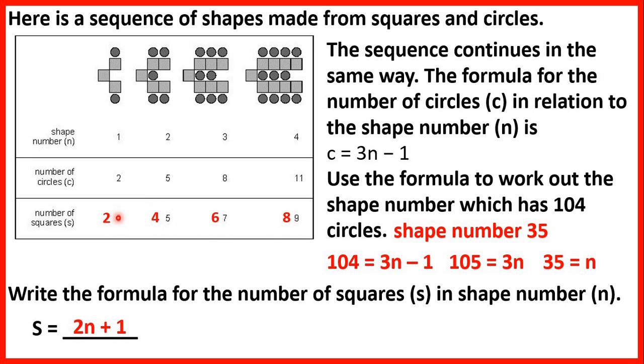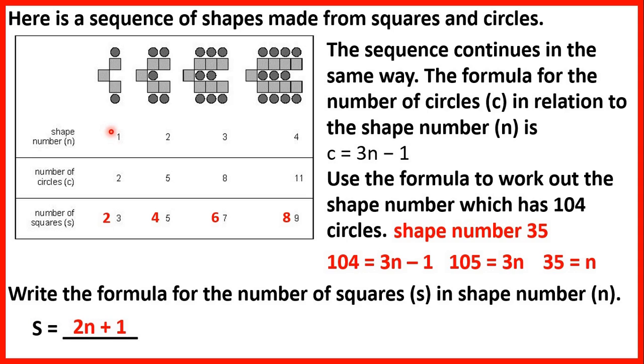Then we can see that the number of squares is always 1 larger than the number in the 2 times table. So because it's going up in 2s, we have 2n, 2 times n. But then because the number is always 1 larger, we need to write plus 1. So our formula, s equals 2n plus 1.